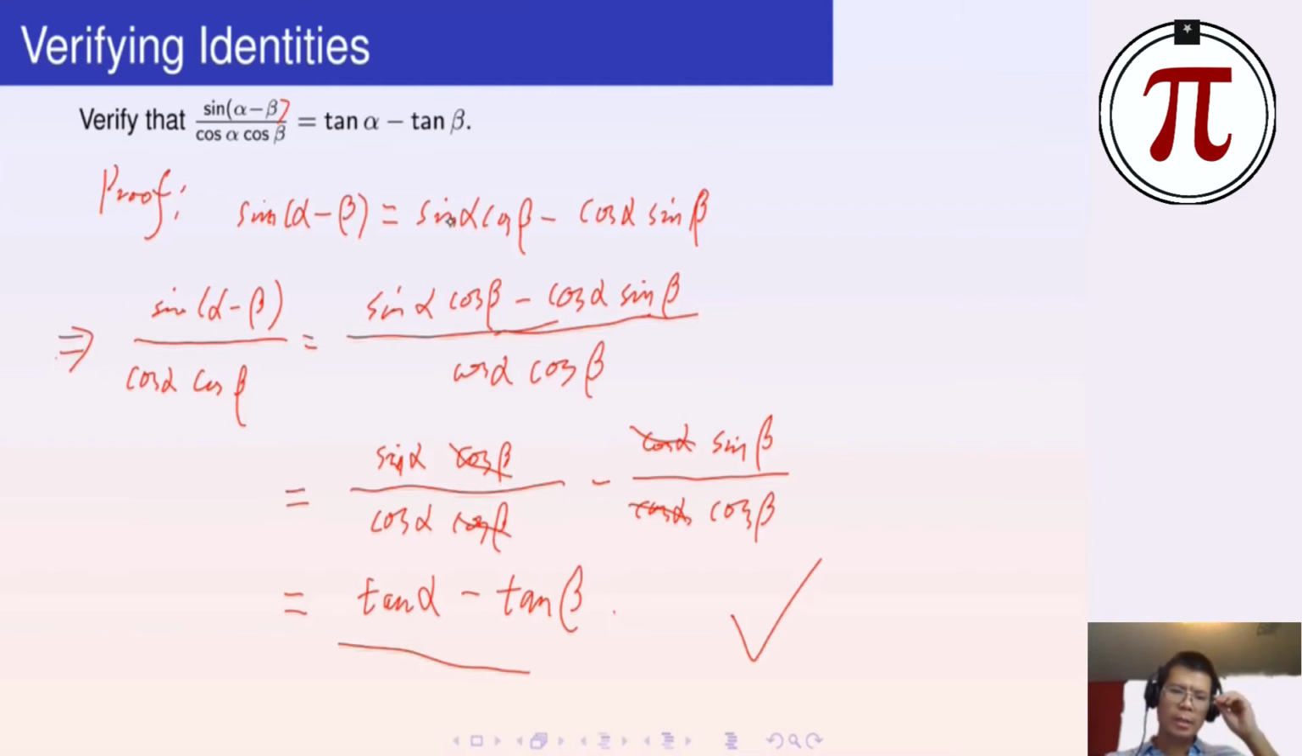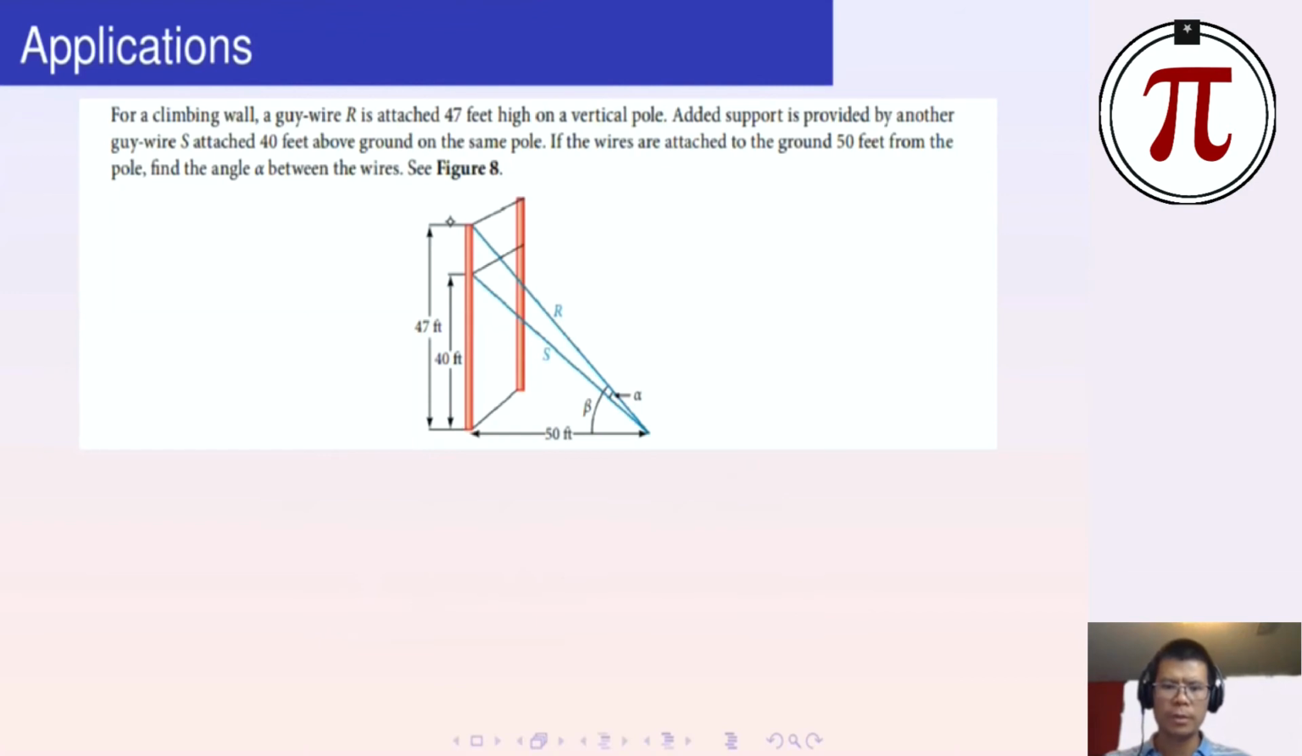It is very important that we know these identities. We need to play with them. Do more practice so that we get used to this. And then of course algebra, right? Algebra is so important in proving these equations. Now let's consider an application here.